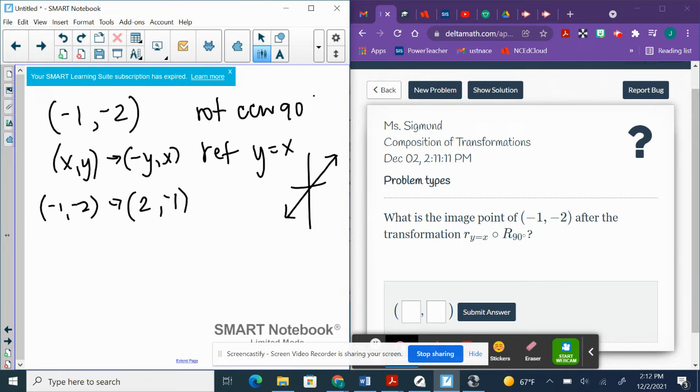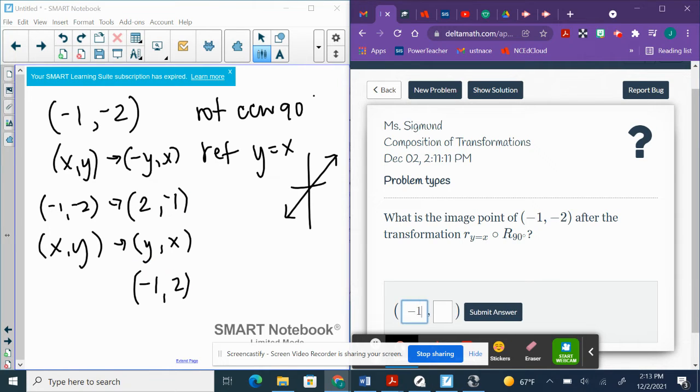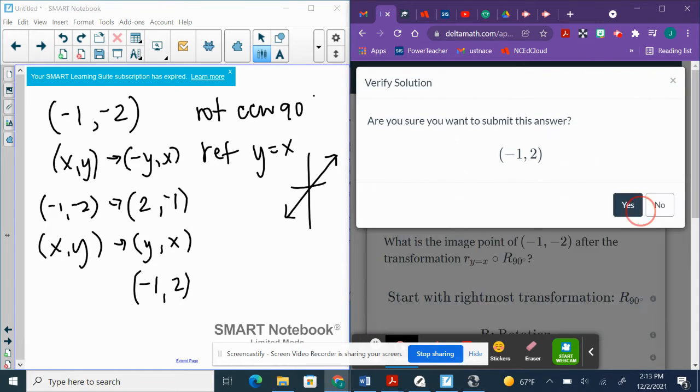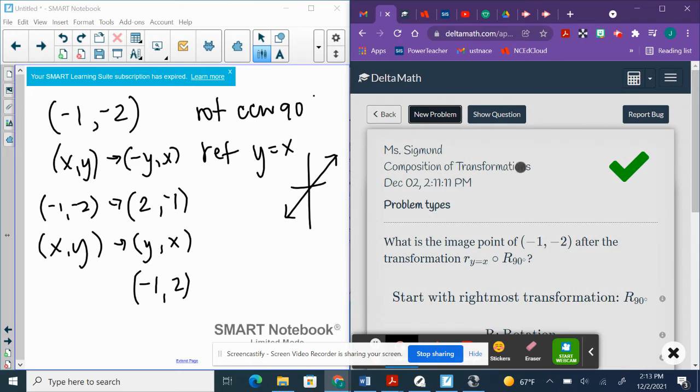Then we're going to reflect over the y equals x, which takes our xy, and the rule turns it into yx. So we're just going to flip spaces. So it's -1, +2. Let's hold our breath and hope we got this right. Good job, yay. All right, let's do another one.